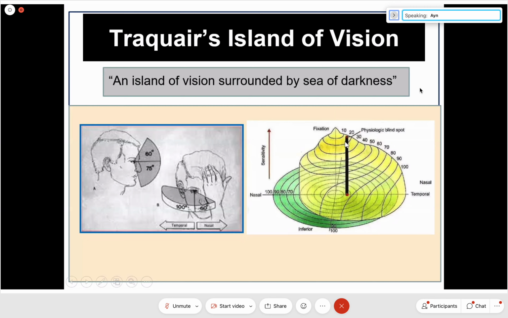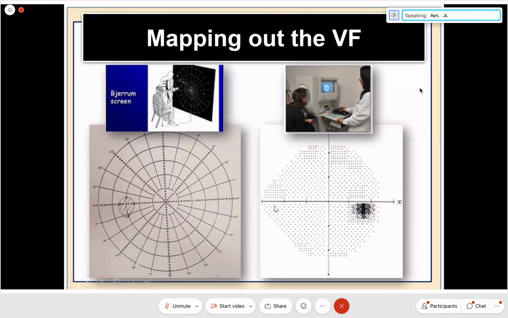Okay, here is our blind spot. And using one eye, our visual field extends 60 degrees nasally, 100 degrees temporally, 60 degrees superiorly, and 75 degrees inferiorly. This is the basis of the visual field examination. But normally, we just map our visual field using this 30 degree central vision because more than 70% of our optic nerve fibers are located in the central 30 degree field.